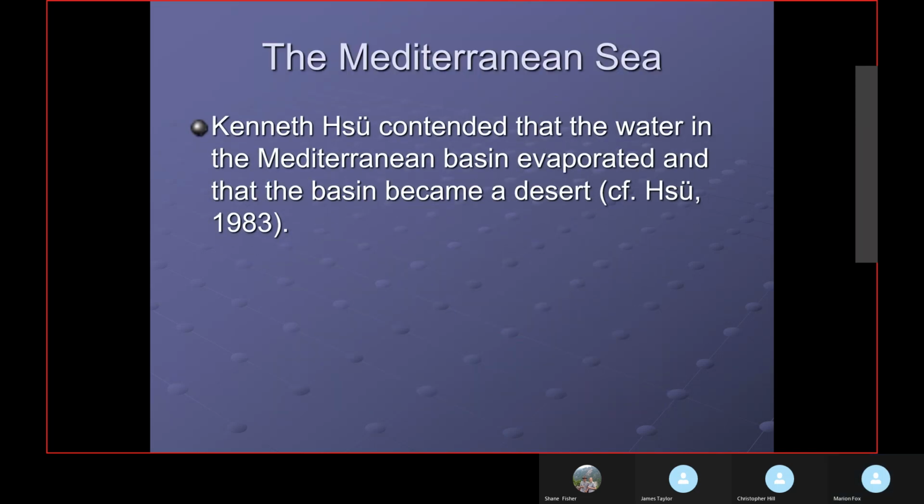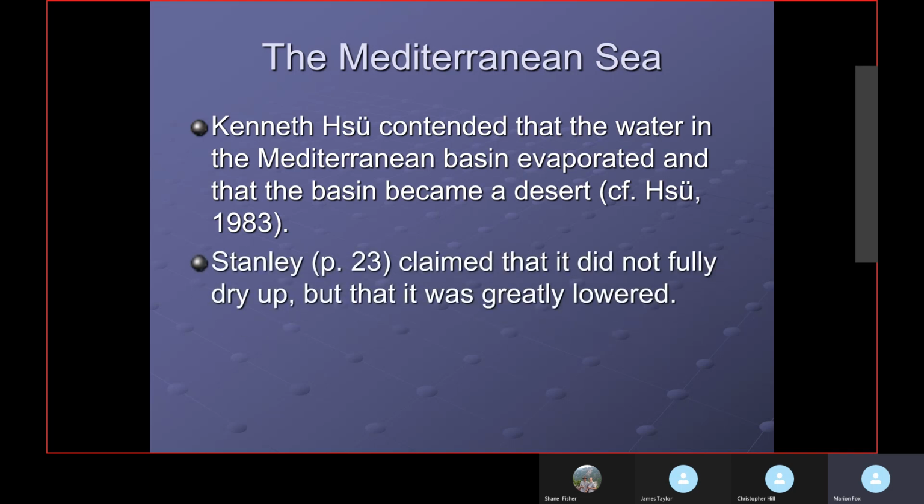Mediterranean Sea, Kenneth Shue contended that the water in the Mediterranean basin evaporated and that the basin became a desert. I'm not sure that he's entirely correct, but a large portion of the basin probably did become a desert during this period of time. Stanley claimed it didn't fully dry, but that it was greatly lowered, and Stanley's probably close to the truth. Shue was probably not saying it was totally a desert, but that there were sections of it that were desert, and they would remain desert because they'd have a lot of salt in them, and so they wouldn't be very good for farming or for plant life to grow.